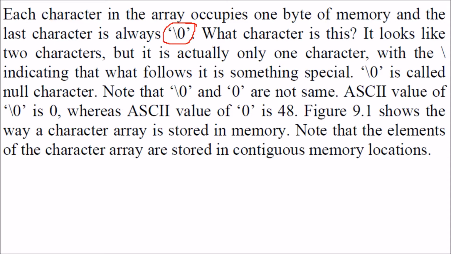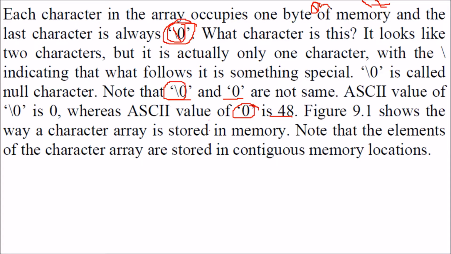What is \0? If you see this, every time you say \n, \t, these are escape sequences. So this is not equivalent to 0. We have a slash here. Since this slash is there, this is a special character. And the ASCII value of \0 is nothing but 0. That is, the ASCII value of the character 0 is 48. But the ASCII value of \0 is 0. The actual value of \0 is 0, but it is not the character 0.